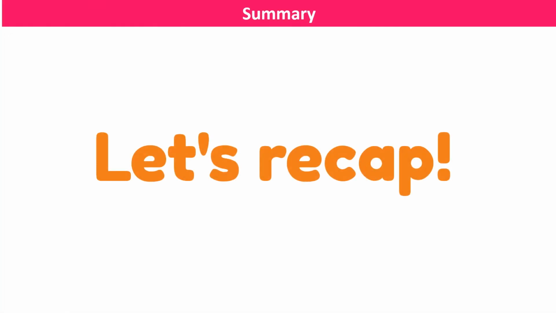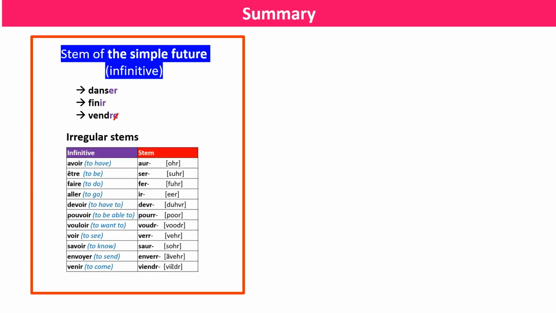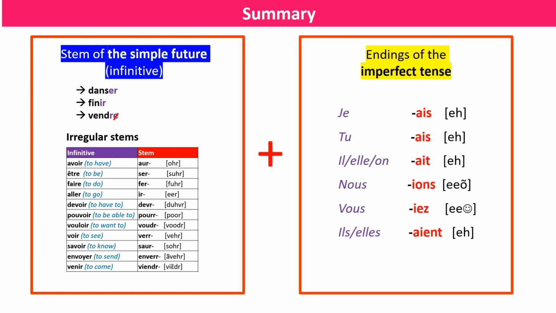So, to summarize, to form the conditional tense, you need the stem of the simple future, which is normally the infinitive, except for verbs like vendre, where we get rid of the E for RE verbs. We must remember irregular stems. Once we have the stem of the simple future, we add the endings of the imperfect.